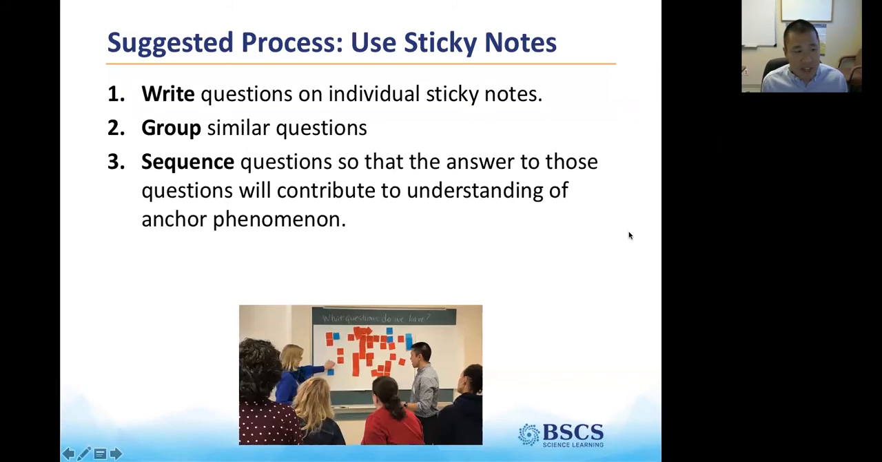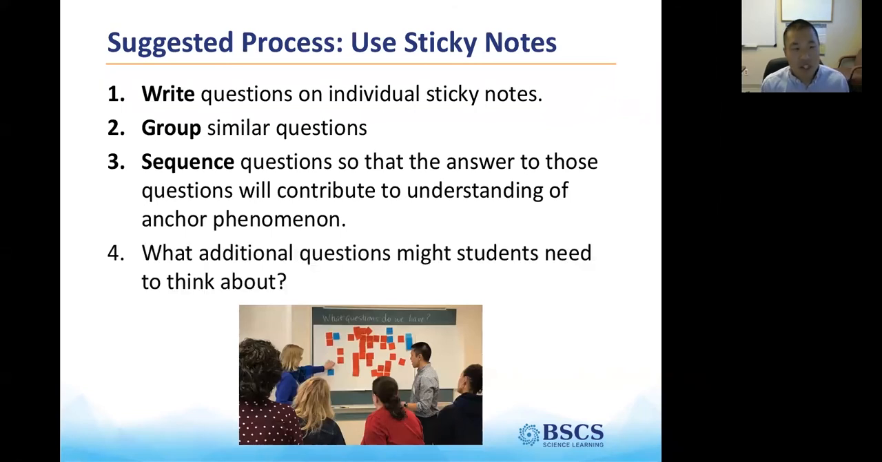But we know as teachers that there are things that kids might not think about that we know are really important for helping to develop that understanding. So what we encourage you to think about is some additional questions that kids might need to think about, and use a different color sticky note and post them into the coherent sequence, so that you can add to what kids might generate and flesh out the storyline, so that taken together, you have a better sense of using questions to frame instruction.